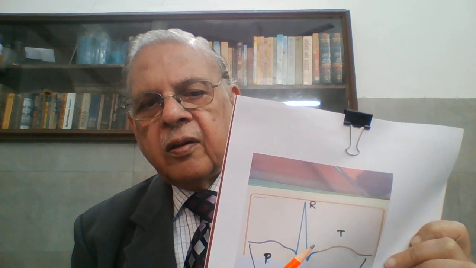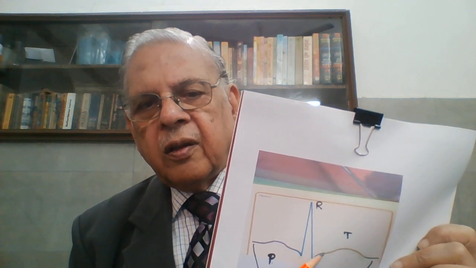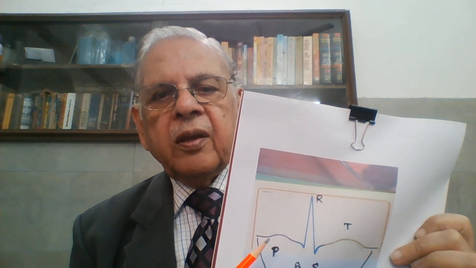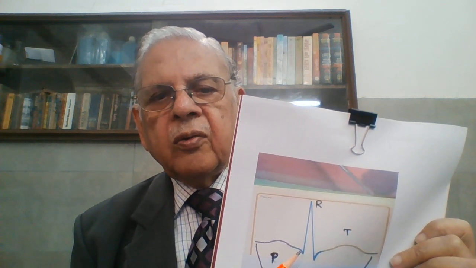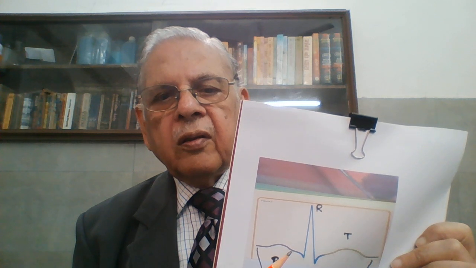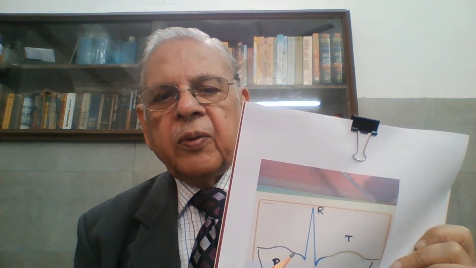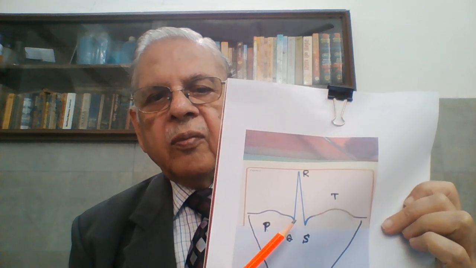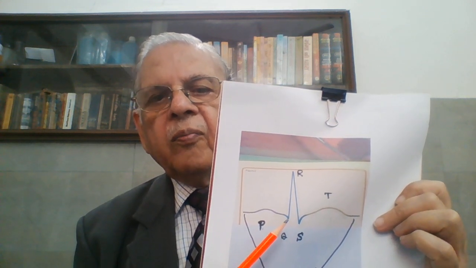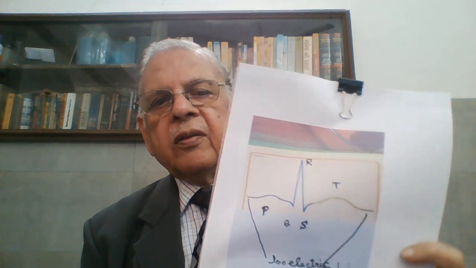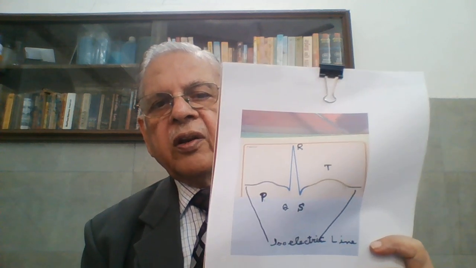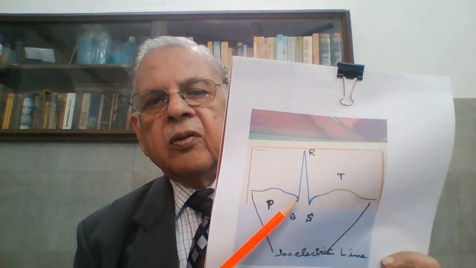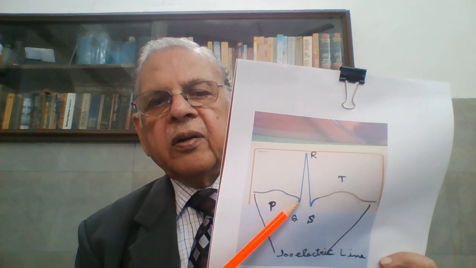This segment is the ST segment, and from the end of P to Q, this is the PQ segment. But from the beginning of the P wave to the beginning of the Q wave, it is the PR interval. It is actually the PQ interval, but it is conventionally said PR interval, from the beginning of the P wave to the beginning of the Q wave. This is very important to know.